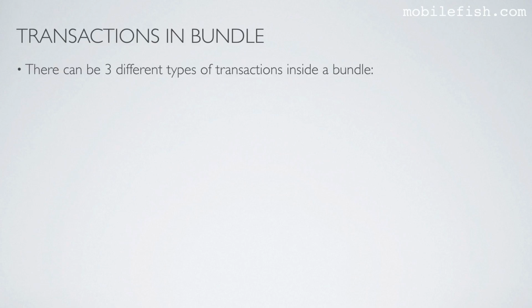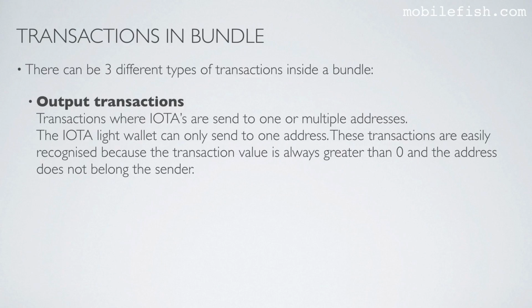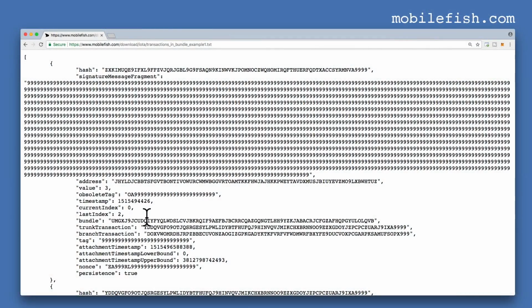There can be 3 different types of transactions inside the bundle. Output transactions are transactions where IOTAs are sent to one or multiple addresses. The IOTA Lite wallet can only send to one address. These transactions are easily recognized because the transaction value is always greater than 0 and the address does not belong to the sender. If we look at our example, this value is greater than 0, so this transaction is an output transaction. This address is the receiver address and not the sender address.